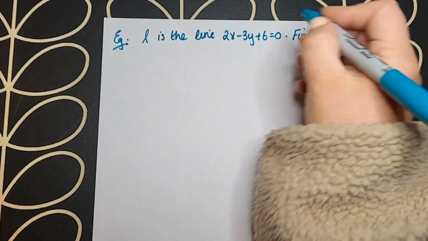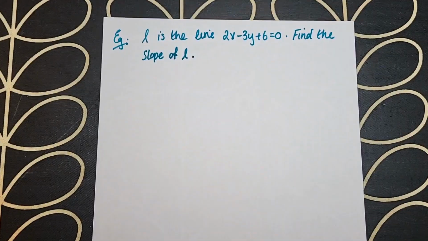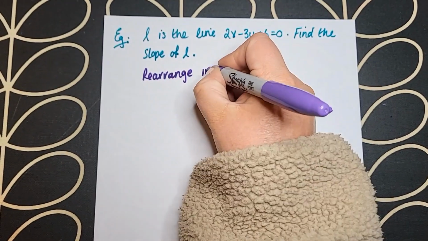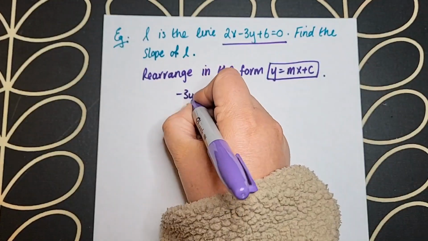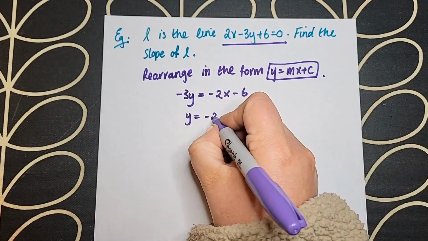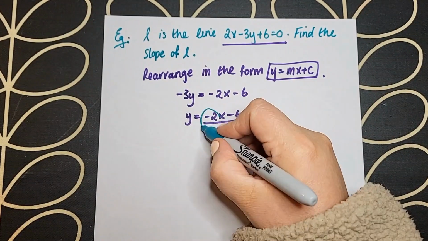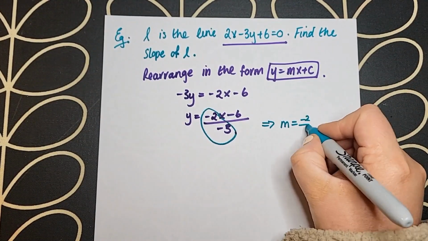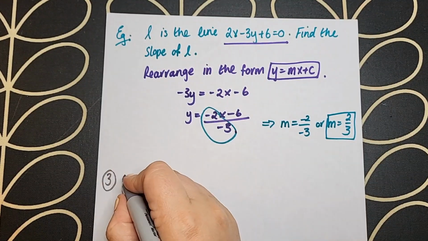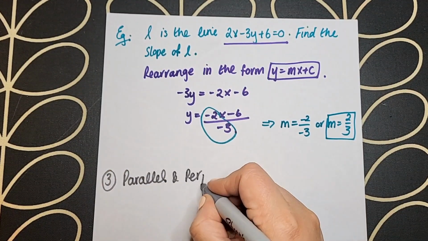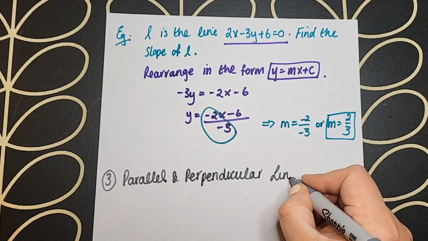Moving on to another example here, we have 2x minus 3y plus 6 equals 0, and again we're asked to find the slope. You rearrange it, you move the things around bit by bit. You'll quite often see that your slope value is actually a fraction, so you just need to be mindful here that it's minus 2 over minus 3, which we can say is 2 over 3 because we want it to be positive. A minus by a minus gives us a plus.